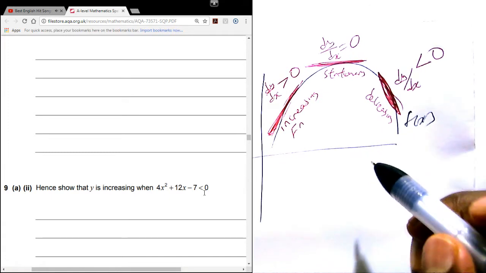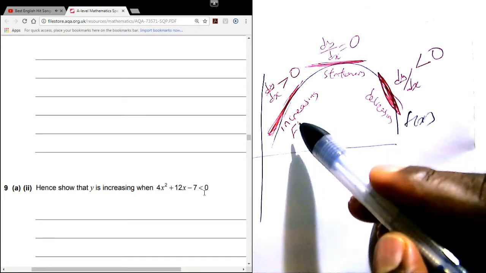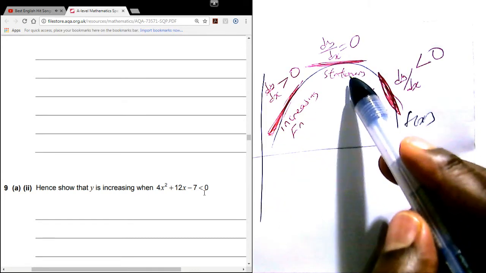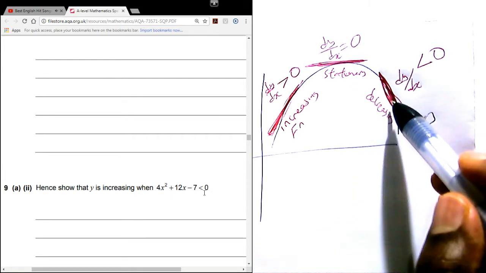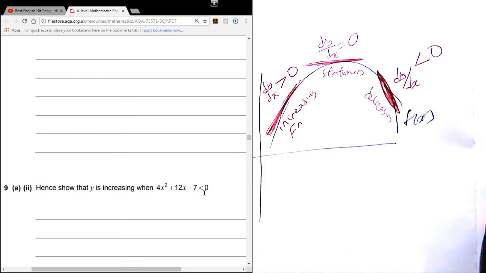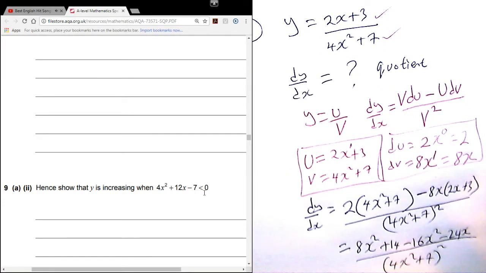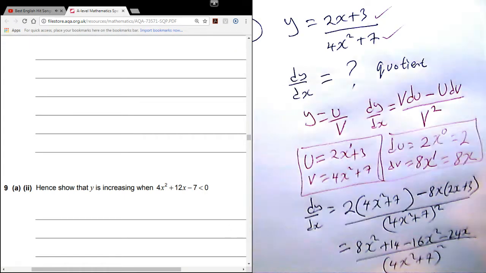So think about this. When gradient is positive, it's an increasing function. It means it's going up. When gradient is 0, it means it's stationary, it's not going anywhere. And when gradient is negative, it means it's a decreasing function. So for God's sake, how easy would this question be if you know that? It says, hence show that y is increasing when blah blah blah is less than 0.